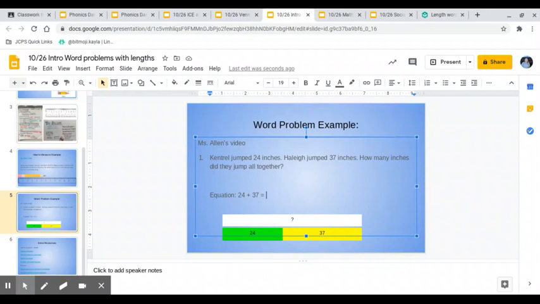Miss Allen's thinking, doing her mental strategies in her head. You need to start doing your mental strategies in your head to add these two easier, because if you were to do a number line with these two numbers, it would take so long to jump 37 spots or to jump 24 spots. So Miss Allen did the math in her head, and she got 61.